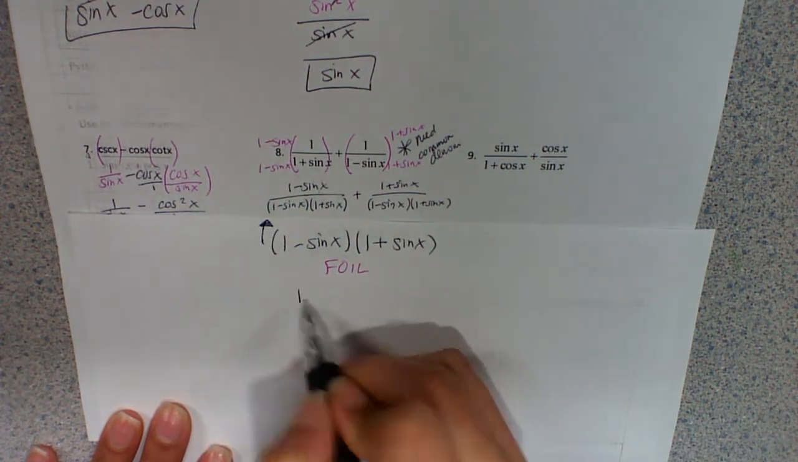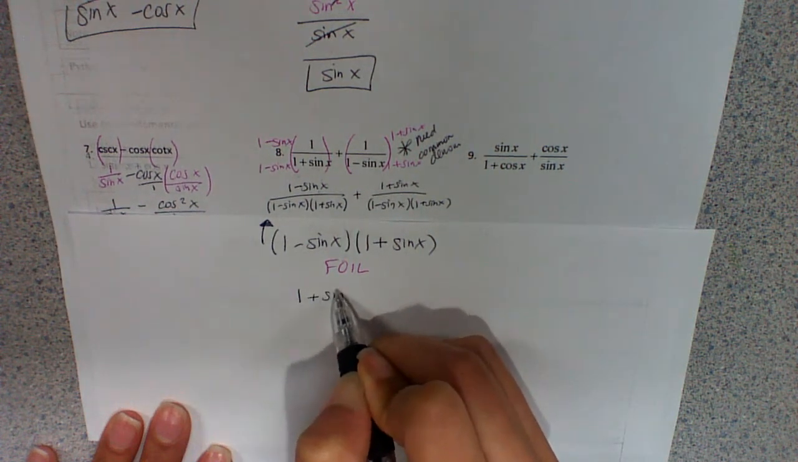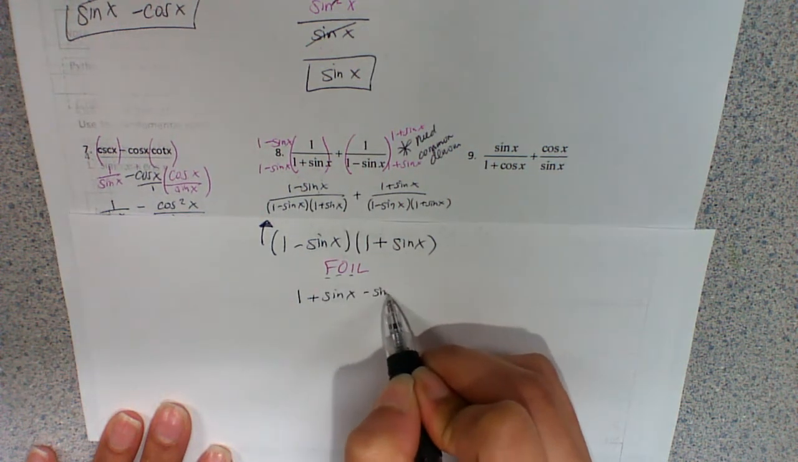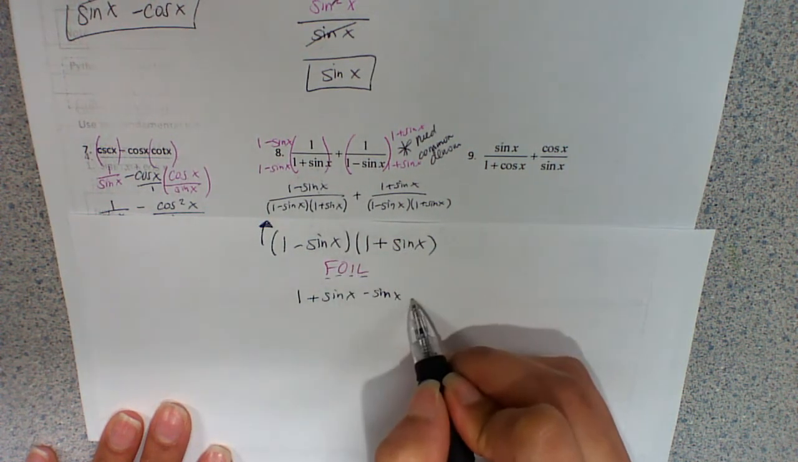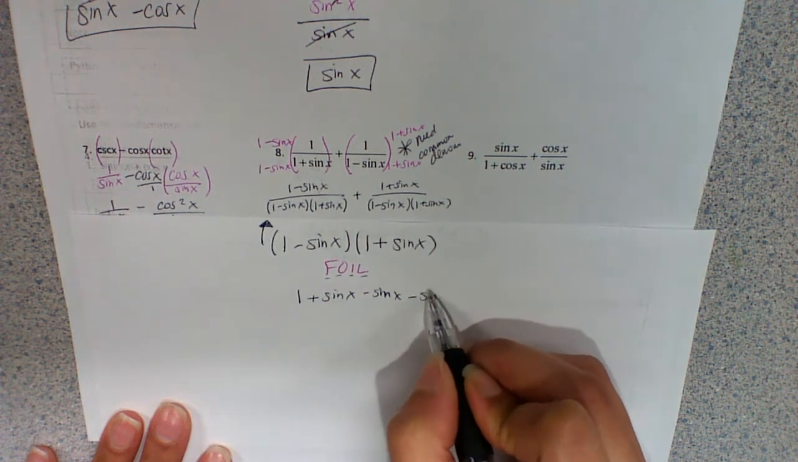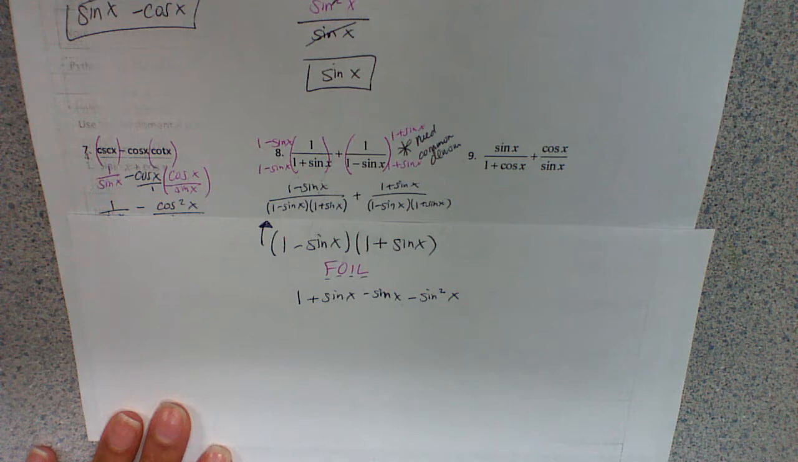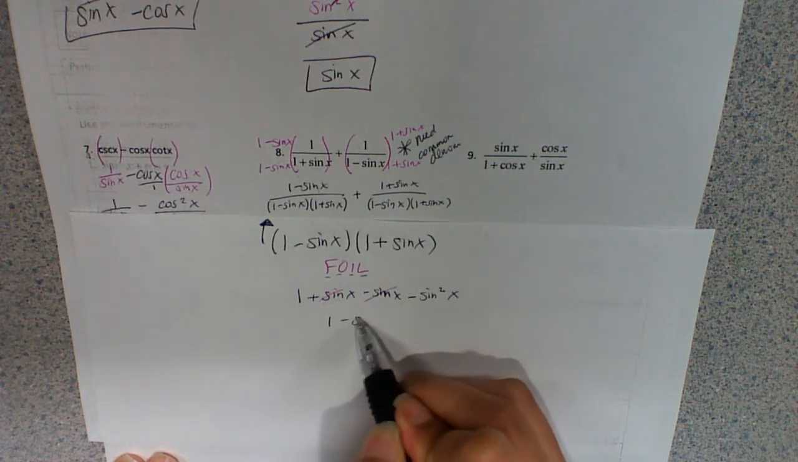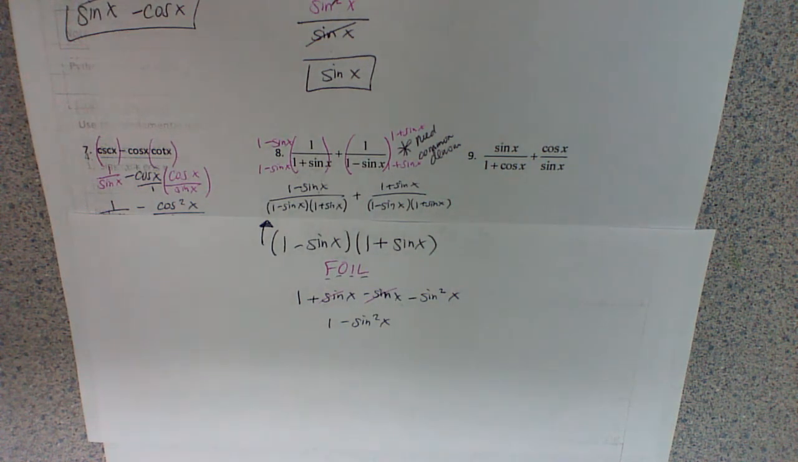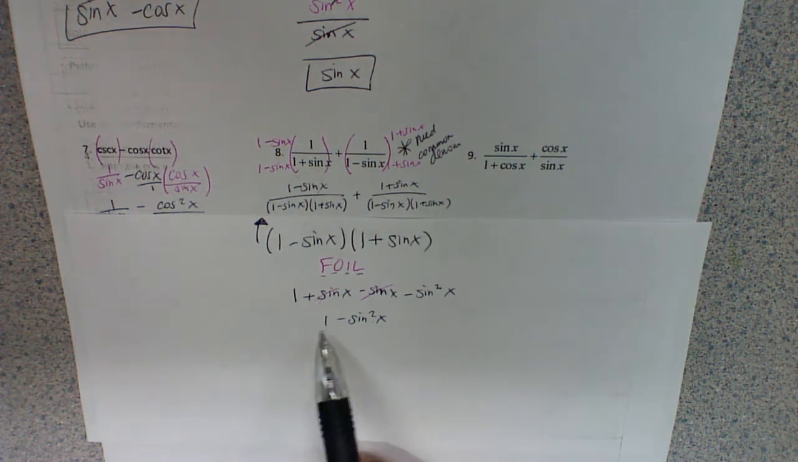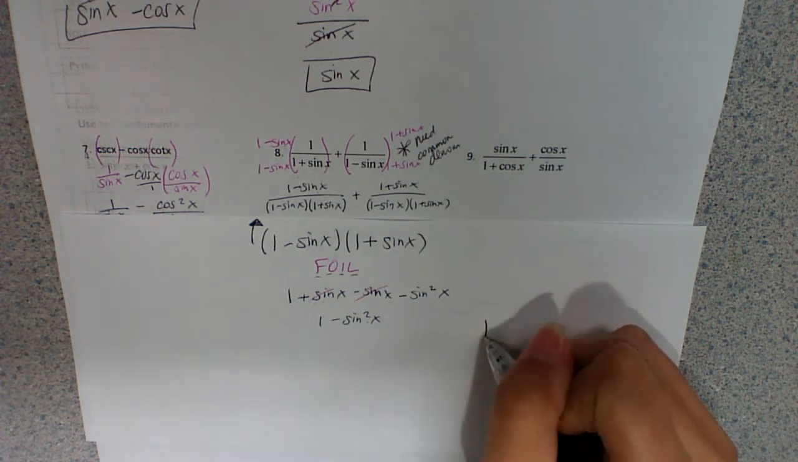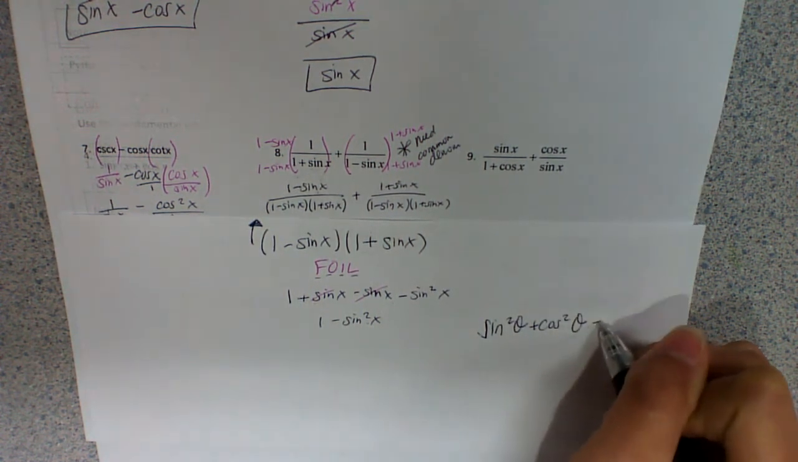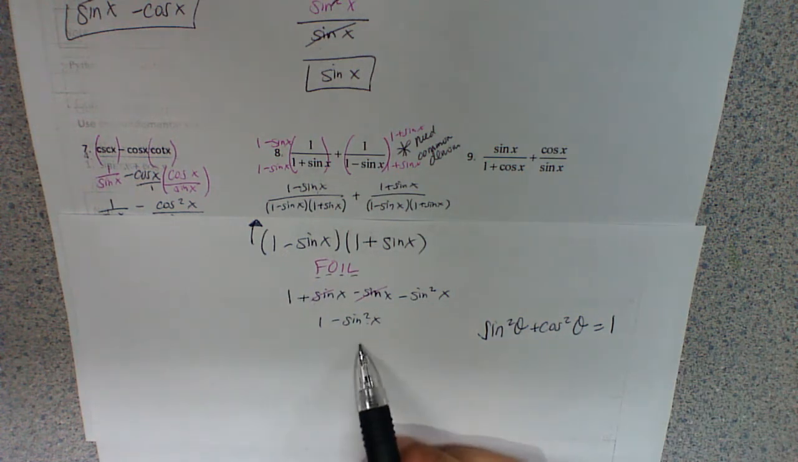my first terms give me 1, my outer terms give me plus sine of x, inner gives me negative sine of x, and then last terms give me a negative sine squared of x. So hopefully you see in the middle, they do cancel. You have sine and sine that cancel, leaving you with 1 minus sine squared. Now this, again, should look familiar to you because you have a sine squared and a 1. So perhaps we can pull in your Pythagorean identity again, and now find a way to simplify 1 minus sine squared.